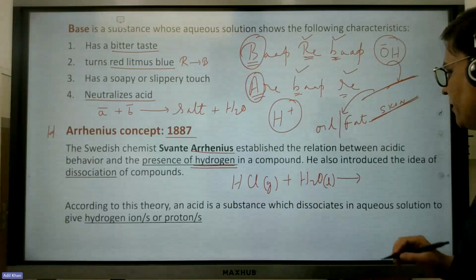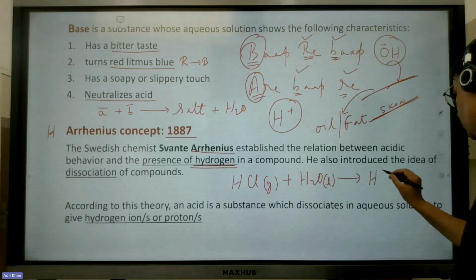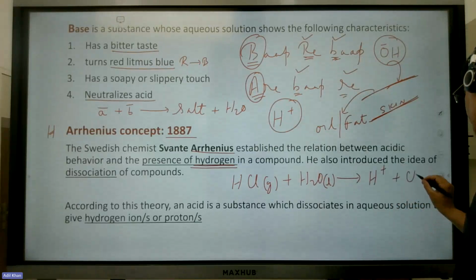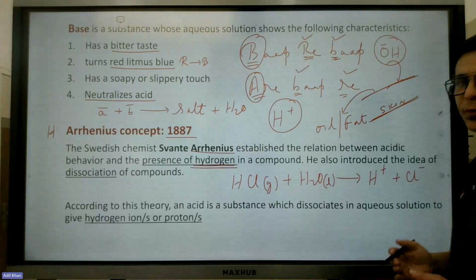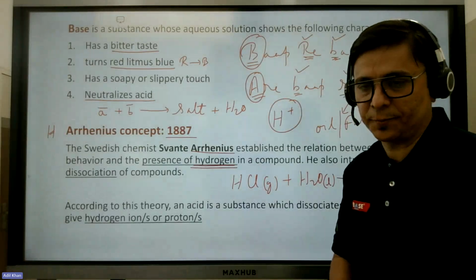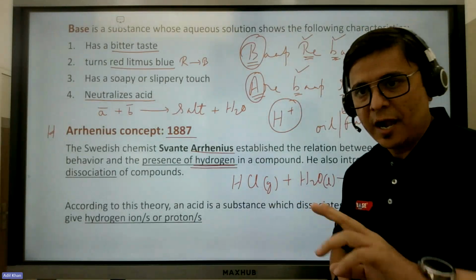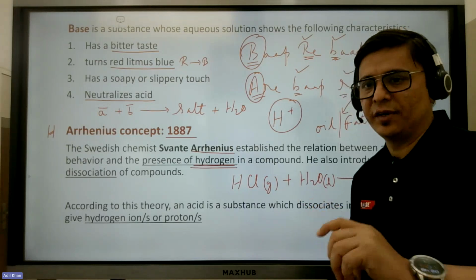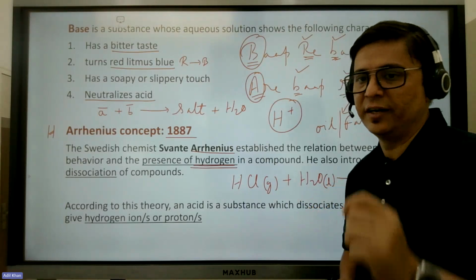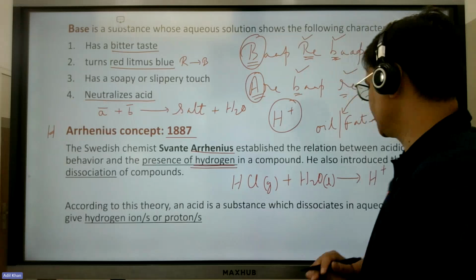Now your HCl is undergoing dissociation. So it will dissociate to form H plus and Cl minus. This process is known as dissociation or ionization, but there is a slight difference between dissociation and ionization, which we will discuss in our physical classes.